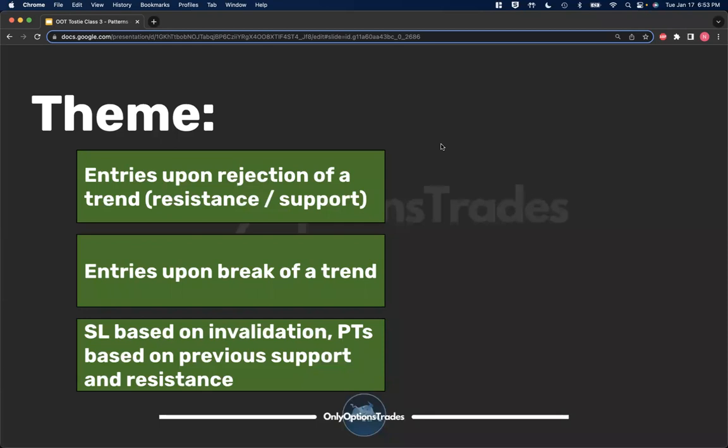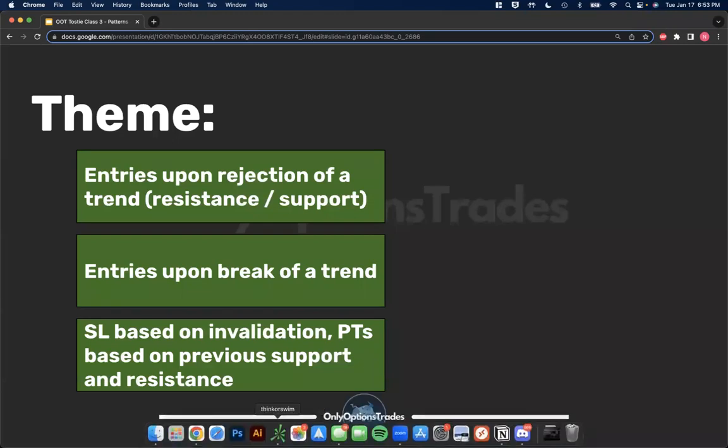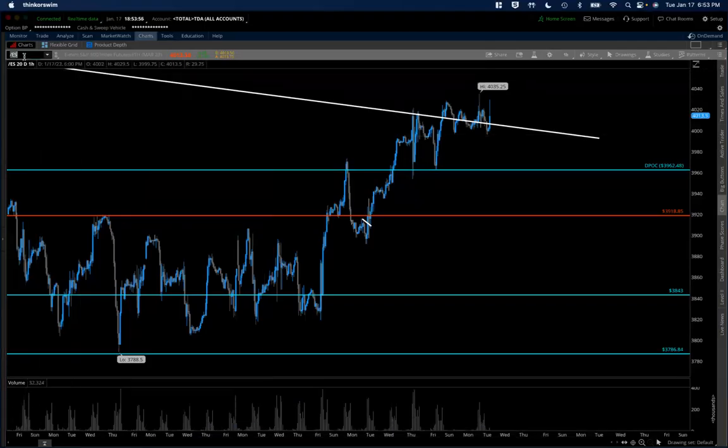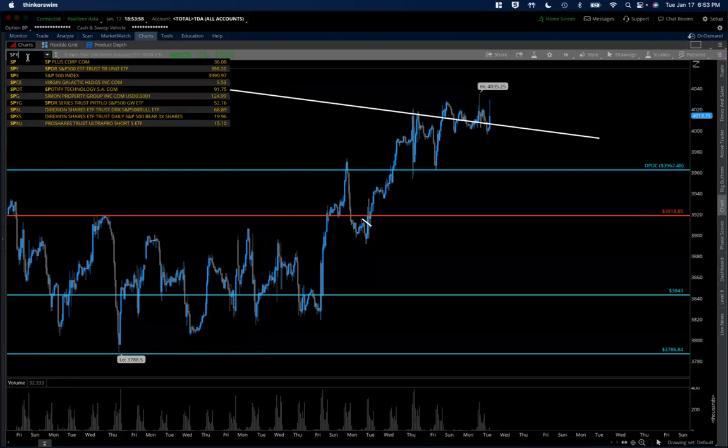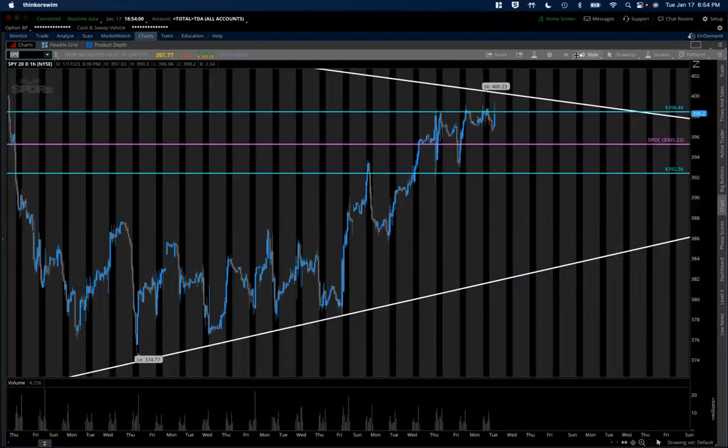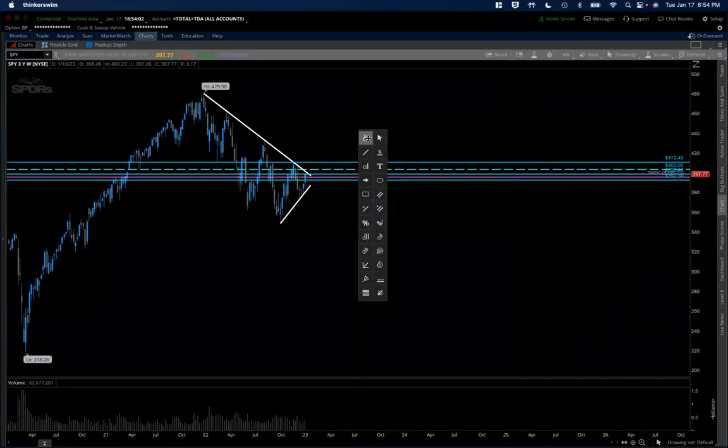Yes, this lecture will be posted, but it won't be up tonight. It'll be up in a couple days. SPY forming a descending triangle on the weekly? I don't think so. Where's the video of support and resistance? It's in the beginners lecture tab in the Discord server.